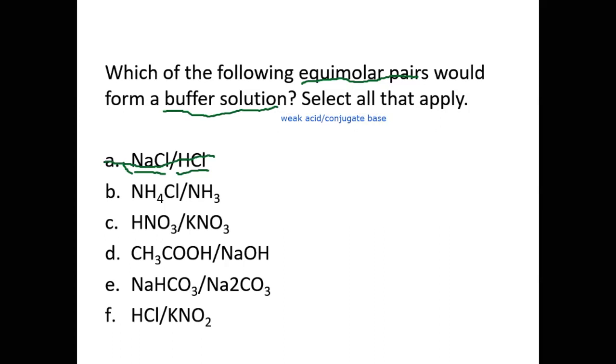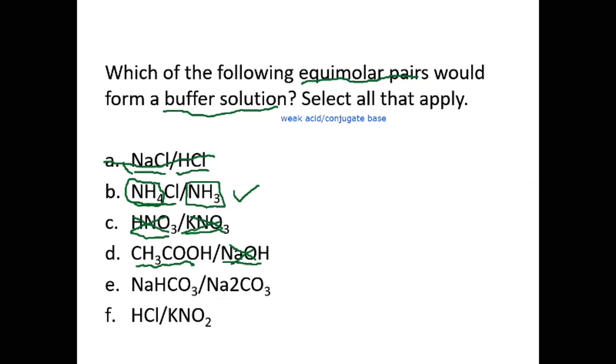Is NH4Cl a weak acid? Well, NH4 plus is a weak acid, and NH3 is its conjugate base. So that would form a buffer. HNO3, is that a weak acid? No. And KNO3 is not a weak base conjugate base. Next we have acetic acid. Is acetic acid a weak acid? The answer is yes. Is NaOH a weak conjugate base? The answer is no. So this one would not be a buffer.